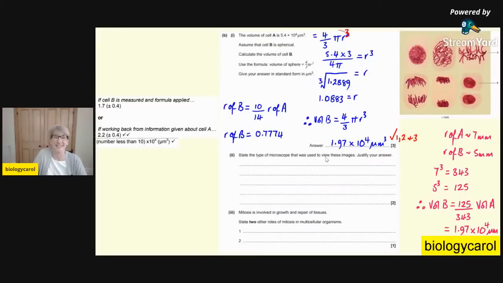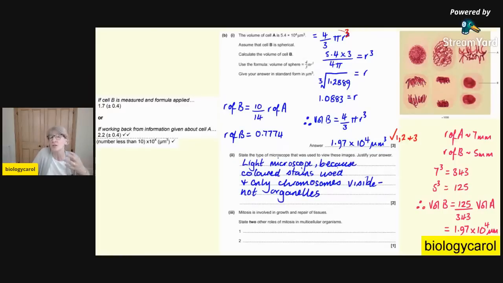Thank you, Ariba, for the tip. Thank you. State the type of microscope that was used to view these images. Well, I'm looking at that and it's absolutely a light microscope. I can only see chromosomes. I'm not seeing any other organelles. And it's in color. You only get colored images from a light microscope because the light microscope uses white light, and therefore you can see color. Electron microscopes use electrons. You cannot see color with electrons. So light microscope because colored stains were used, kind of red, and only chromosomes visible, not organelles.